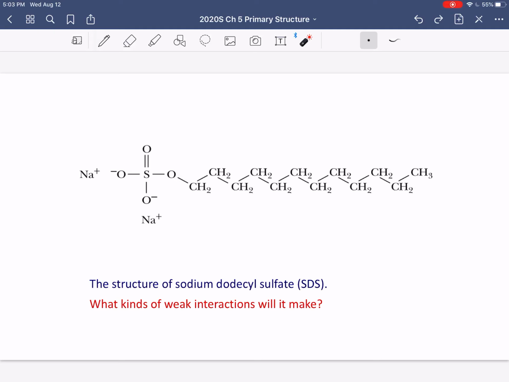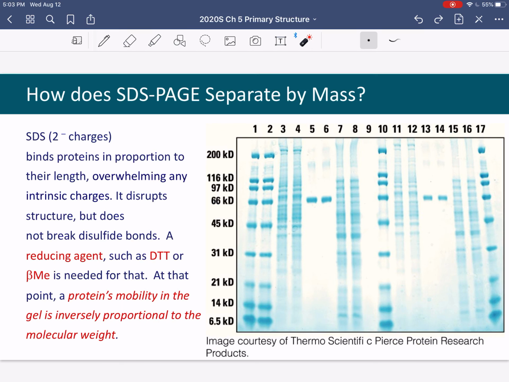Now you can imagine if each one of these binds to an amino acid, you're going to have a polyanion where the 2 negative charges of the sulfate group are going to overwhelm any intrinsic charge of your protein. And for that reason, your protein is going to migrate as a function of its size.